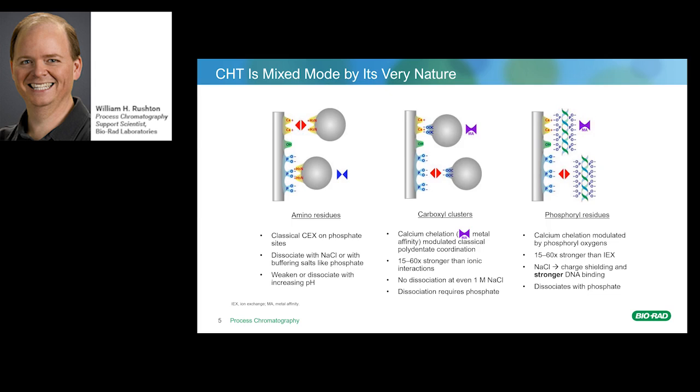And then finally, any phosphoryl residues, they will also bind kind of via calcium chelation. Again, very strong interaction, 15 to 60 times stronger than the IEX. In this situation, the sodium chloride will lead to stronger DNA binding. And again, it will require high levels of phosphate to dissociate from the CHT.